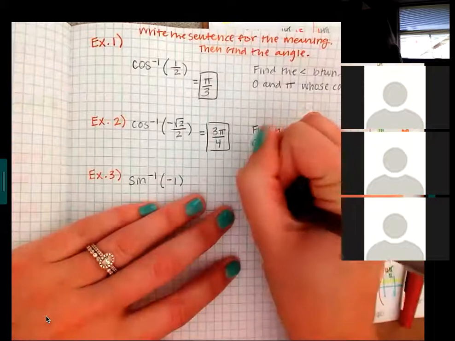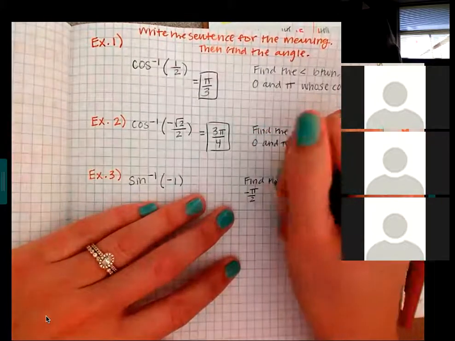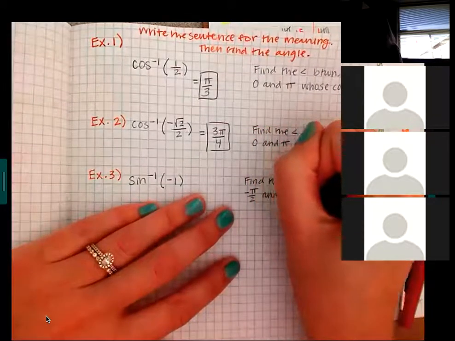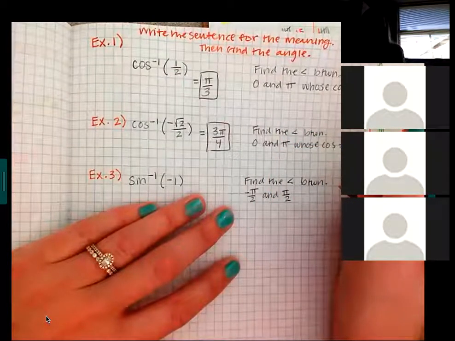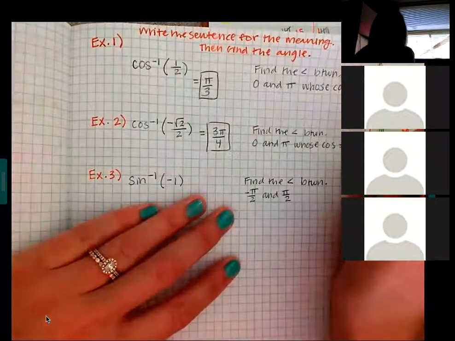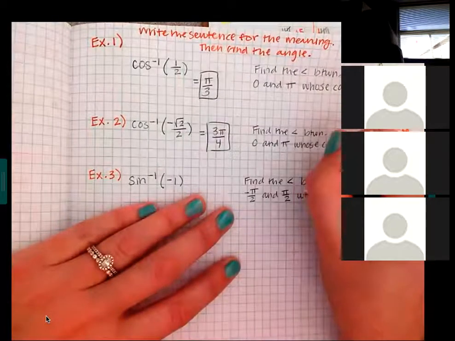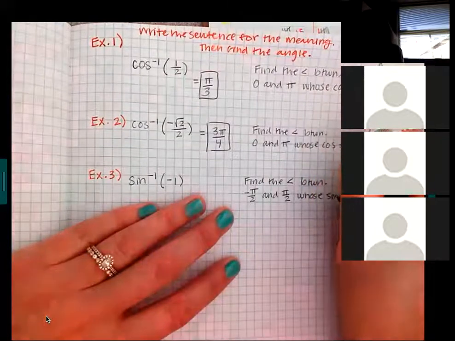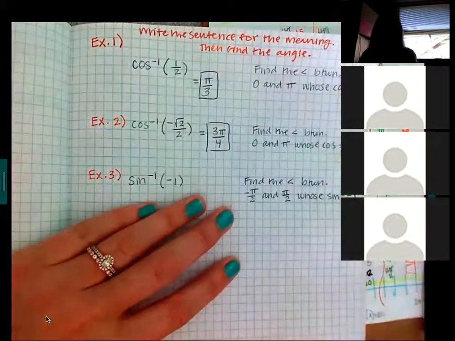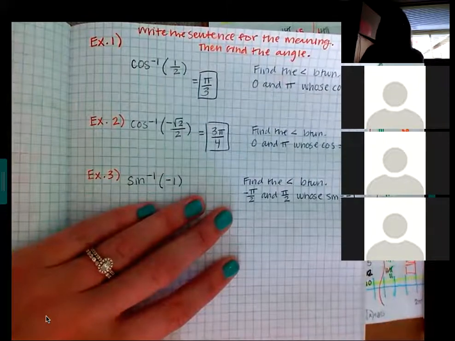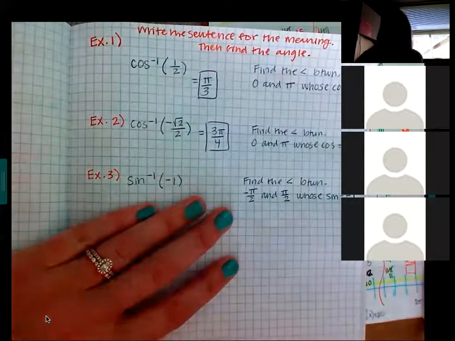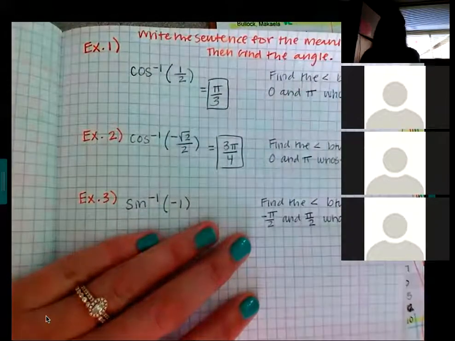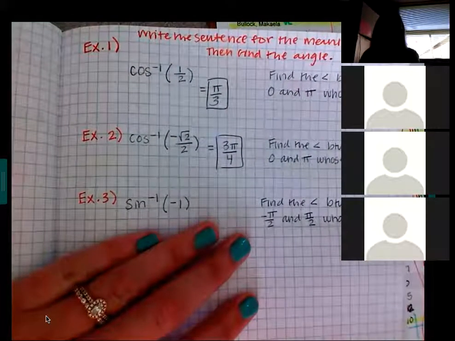Good. Ross, why is it negative pi/2 to pi/2? Somebody help him. Because it's odd, so it should be in quadrant 4 or quadrant 1. Very good. Whose sine is -1? I gave you an easy one. Please don't miss the ones where I'll give you 1 or -1.